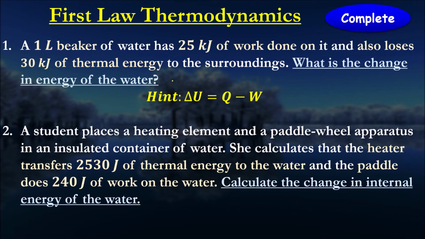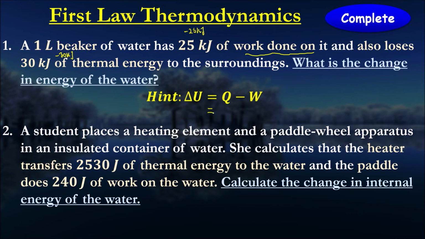So let's go through our example here. In this case, we have 25 kilojoules of work done on the system. So the surroundings are applying the work onto the system, so the work done here is a negative value, negative 25 kilojoules. The system itself loses 30 kilojoules of energy into the surroundings. Okay, so that is a negative value.